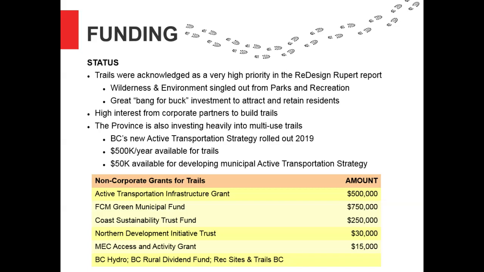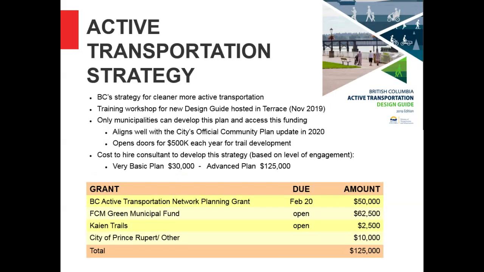So specifically, there's one that's for $500,000 each year from the province through the Active Transportation Infrastructure Grant. This was the Bike BC grant, and it's transitioned into the Active Transportation Infrastructure Grant. There's other federal and provincial grants that we can match to this. So we'd like to get in the position where we have $1 million or close to $1 million of government money before we start asking industry. So this is great. It suits our trail network really well. And there's just one barrier that we're facing.